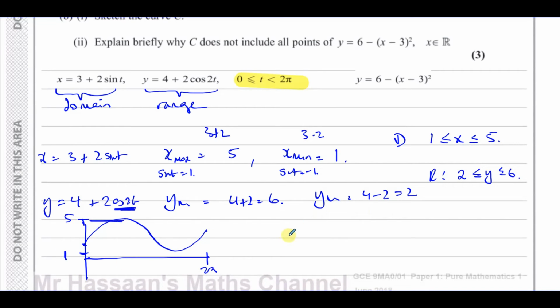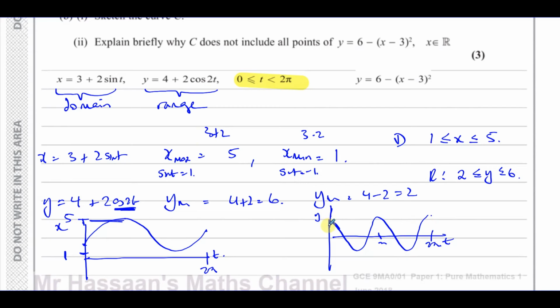This is plotting x against t. To find the range, we're going to plot y against t. That will tell us the range of this function. We can see y is 4 plus 2 cosine 2t. The cosine curve between 0 and 2 pi would normally go once, but now it's going to go twice. So it's going to follow this pattern. It would go like this, and then it will just repeat the same shape again. Not very well drawn, but anyway, that's cosine 2t.